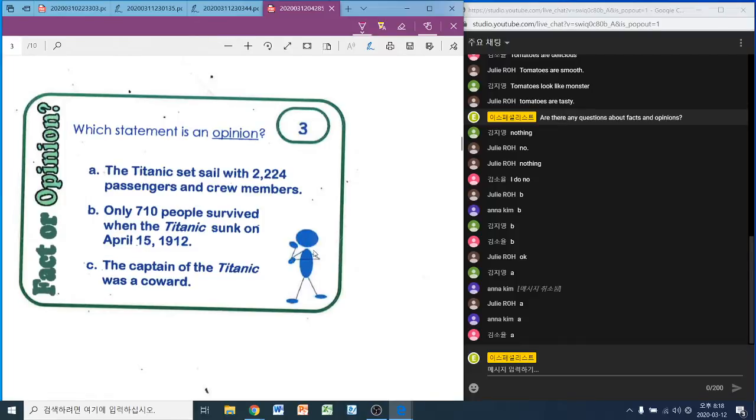Alright, so here. Which statement is an opinion? A. The Titanic set sail with 2,224 passengers and crew members. B. Only 710 people survived when the Titanic sunk on April 15, 1912. C. The captain of the Titanic was a coward. Which statement is an opinion? Right, type down which letter you think, and then send in 3, 2, 1. Send your answers.